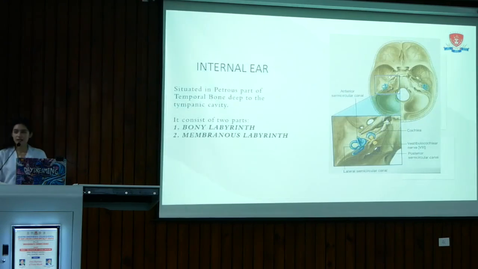The internal ear is an intercommunicating system of membranous sacs and ducts and is situated in the petrous part of the temporal bone deep to the tympanic cavity. It is filled with a fluid called the perilymph. It consists of two parts, an outer bony labyrinth and an inner membranous labyrinth.